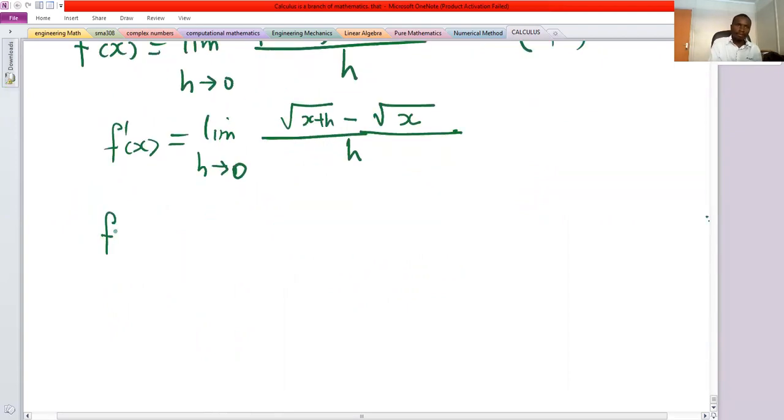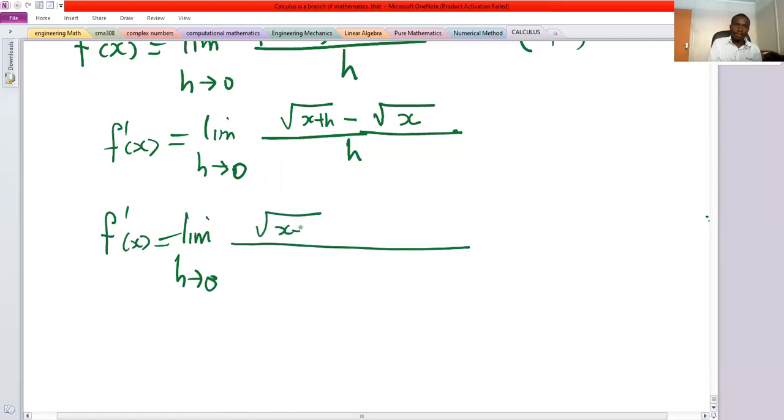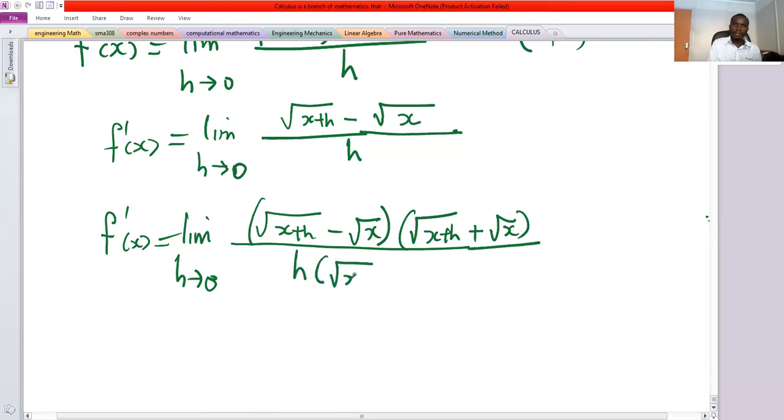So we'll have f prime of x equals the limit as h approaches 0 of root of x plus h minus root x. The conjugate of this is root of x plus h plus root x. And then h's conjugate is root of x plus h plus root x. Now you see this numerator is just a difference of 2 squares.